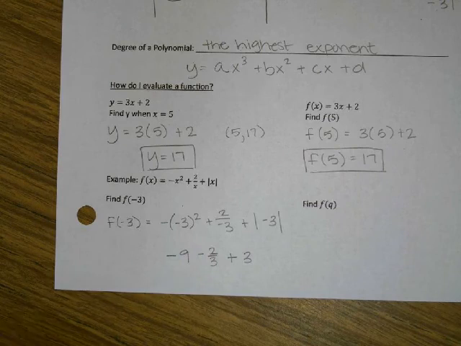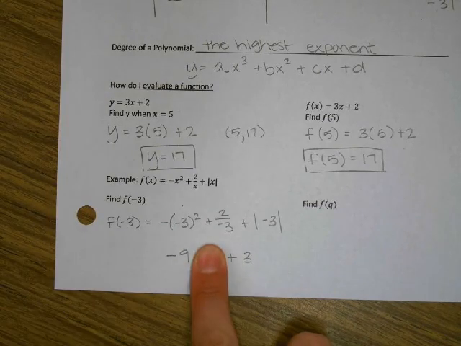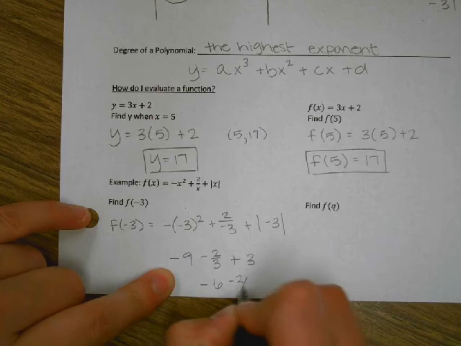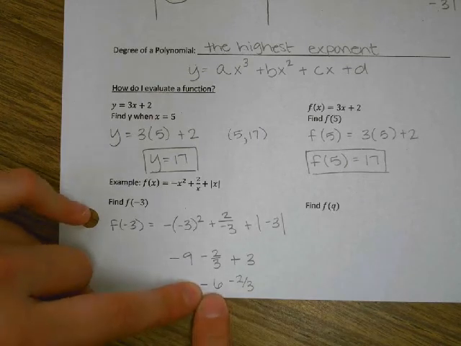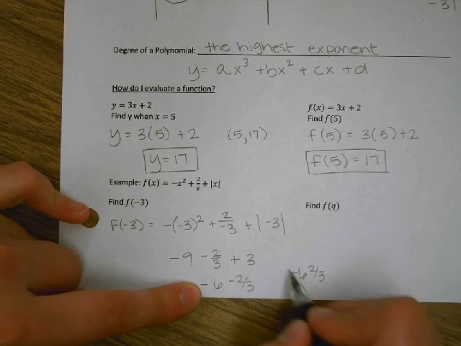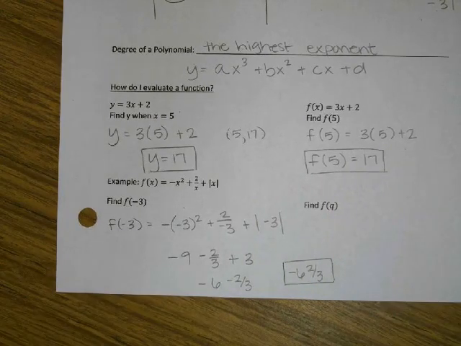So I'm going to ignore the fraction for a second. If I have negative 9 and positive 3, that gives me negative 6 overall. So I have negative 6 minus 2/3. If I've got negative 6 and negative 2/3 all together, that makes negative 6 and 2/3. Of course, you could have plugged that into your calculator, but it's not a bad thing to be able to do it in your brain.